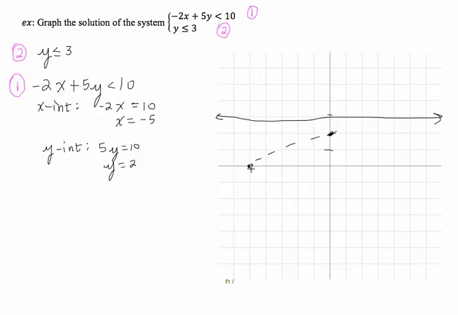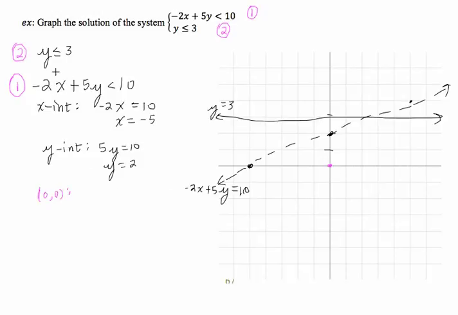So it looks like it has a slope of 2/5. So we go up 2, over 5, 1, 2, 3, 4, 5 to get to the next point. And here's the line negative 2x plus 5y equals 10. Now for this one, because I didn't solve it for y, I'm going to have to do a test point to figure out which half solves the inequality. So I'm going to test 0, 0 as usual.